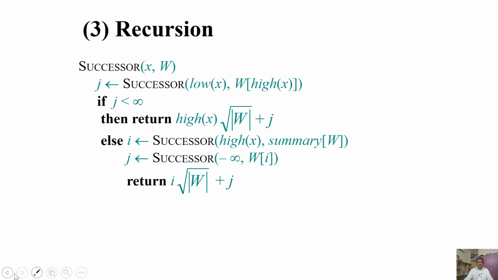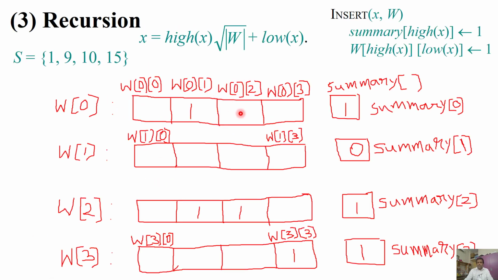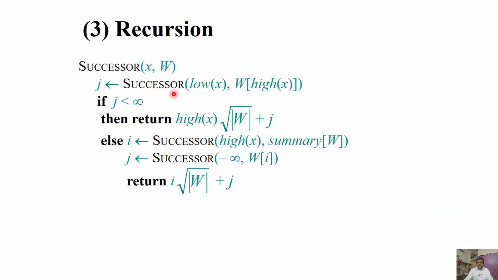Now, how can we make use of this to have a successor call? Suppose we have to find the successor of 2. What to do? For 2, high of x is 0, so that is the widget we are in. For 2, low of x is 2, so we try to find the successor in this widget after 2. That is a successor call. There is nobody, so we have to go for another successor call on the summary array, after high of x. So, this is the successor call of low of x in that widget, and this is the successor call in the summary bit or non-empty bit after high of x.